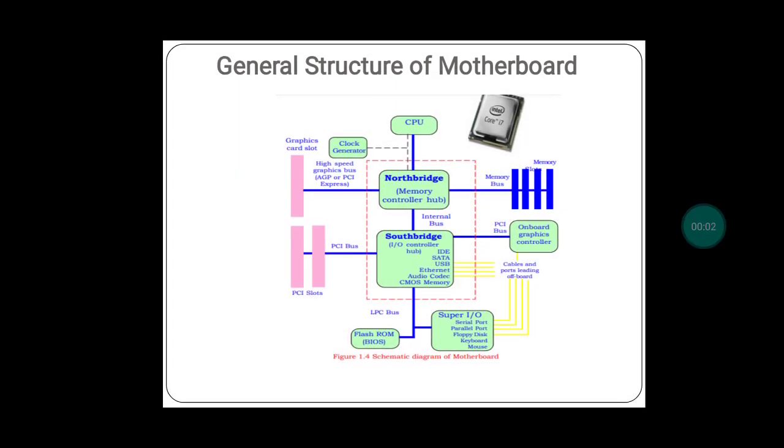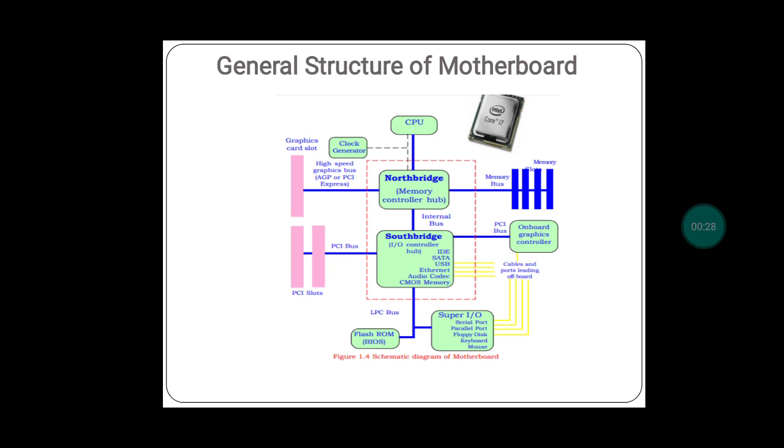Hello students, welcome back. In the last two sessions, we started with the first chapter, that is typical configuration of computer system. We saw what is a computer system and some of the terminologies related to the computer system. Then we started with the main concept, that is motherboard. What is a motherboard? Characteristics of motherboard. Then we studied types of motherboard.